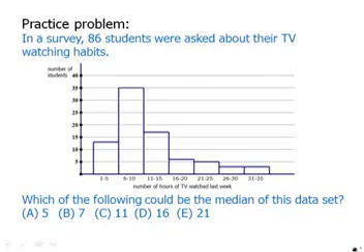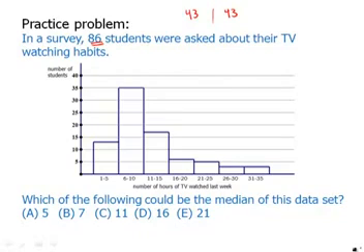Okay. In a survey, 86 students were asked about their TV watching habits. Very important, 86. Half of 86 is 43. What that means is, if we divide the list in half, there are 43 below the median and 43 above the median. So between the 43rd and the 44th person, that's where the median would be.